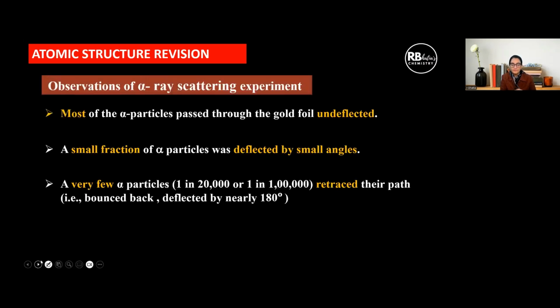and these are the observations that you have to learn. If you're asked, write observations of the alpha ray scattering experiment, these are the three main observations that you have to give. And I've highlighted the key points. Most of the alpha particles pass through the gold foil undeflected, right? A small fraction is deflected by small angles, and very few, just 1 in 20,000, retrace their path. So these are the observations.